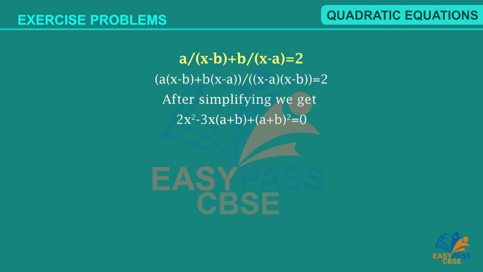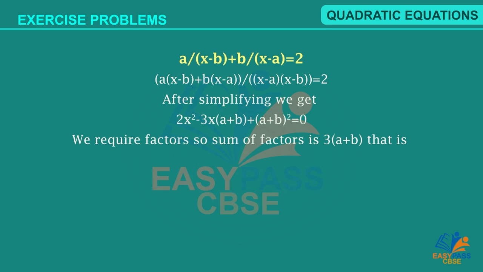Now, 2 times (a + b)² is 2(a + b)², and we need factors so that the sum of the factors is 3(a + b). That can be written as 2(a + b) and 1(a + b). After splitting the middle term, we get 2x² − 2x(a + b) − x(a + b) + (a + b)².